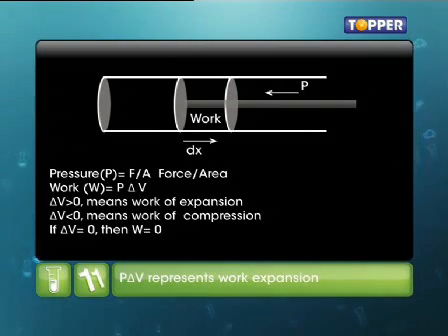Pressure into volume change, or P delta V, represents work of expansion. Since pressure is equal to force by cross-sectional area, work is equal to pressure times change in volume, delta V. When delta V is positive, then it is work of expansion. When delta V is negative, it represents work of compression or non-expansion. In either case, heat is the workless transfer of energy. In case change in volume is 0, then work done is 0.